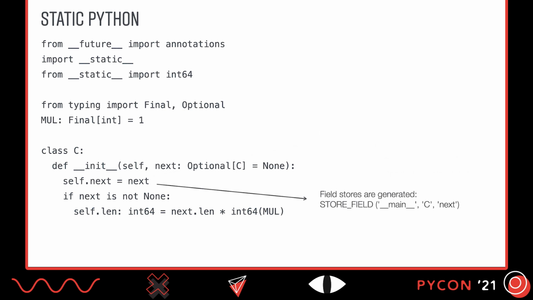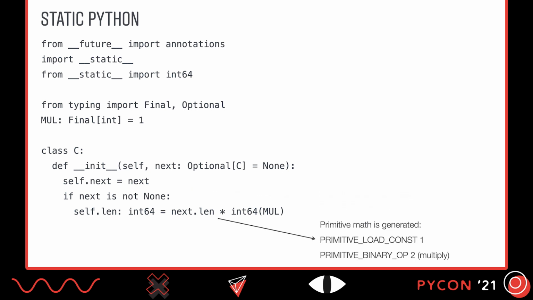For our field stores, we end up generating something like this, where we have a store field opcode and we say what instance and what name we are assigning to. And when this turns into generated code, it's literally just a single move instruction that's moving to the correct offset, which is much more efficient than having to go through a whole set of machinery to figure out what attribute we're assigning to and where that lives. And then things like this primitive integer arithmetic actually turn into special opcodes as well. And when we JIT those, they turn into simple x64 instructions to load a simple integer and to do the multiply.